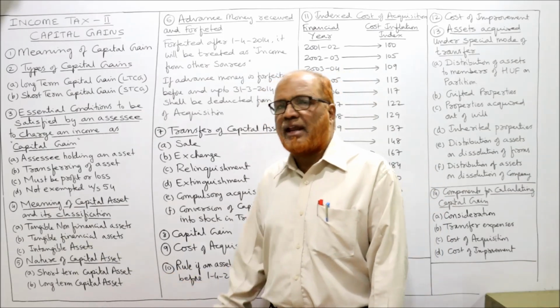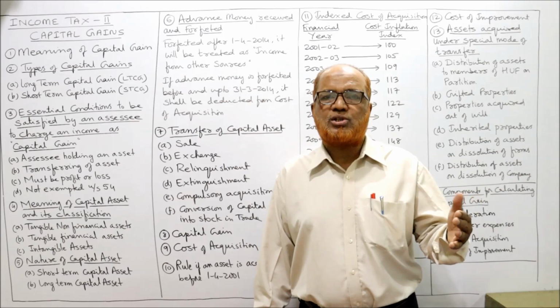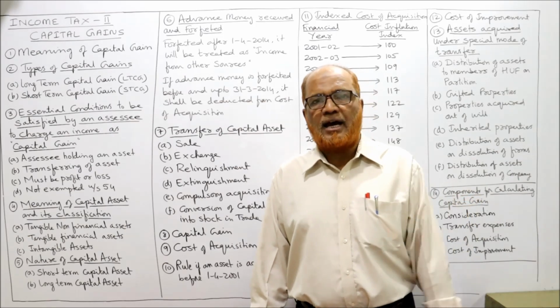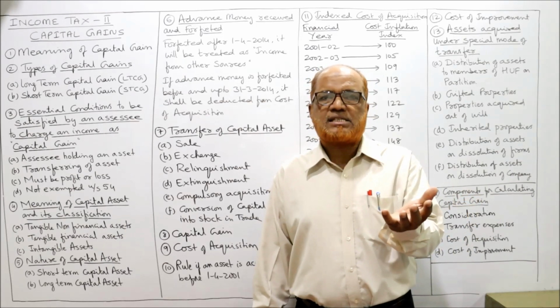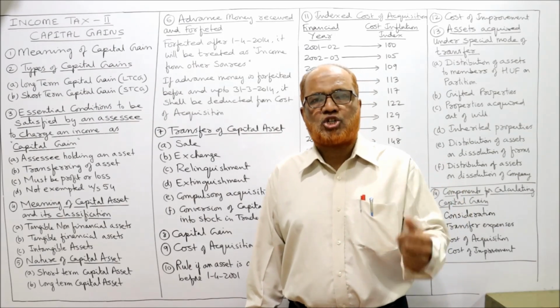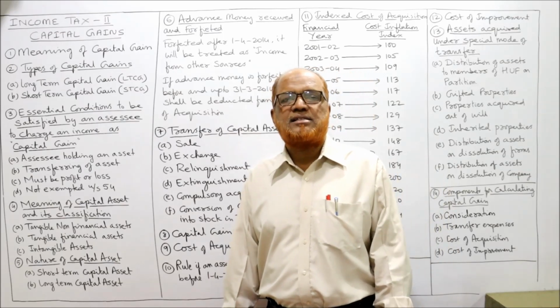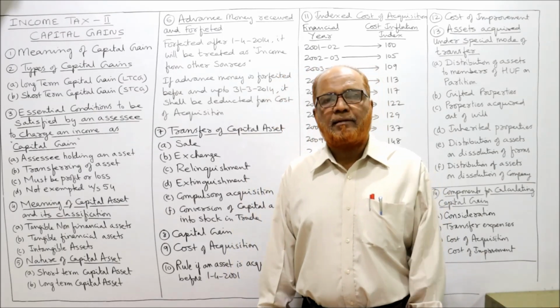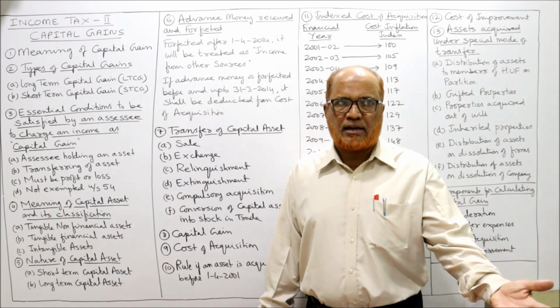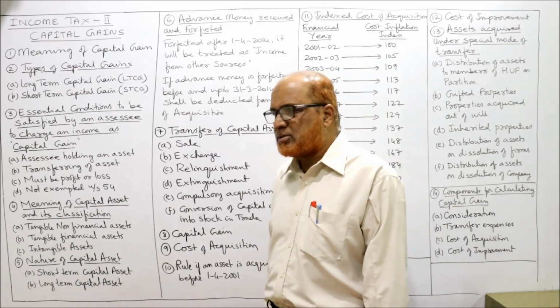Then tangible financial assets. These are shares, bonds, debentures, securities, etc., which do not have physical existence, but are evidenced by a contract. Then intangible assets, like goodwill, patent right, copyright, brand name, etc. These are called intangible assets.